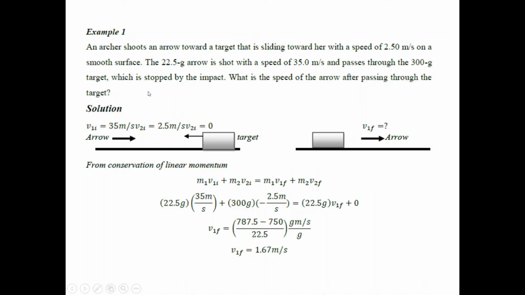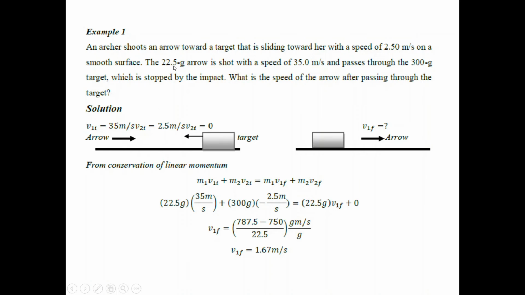Okay, this is an example. An archer shoots an arrow towards a target. This is the target that we have that is sliding towards her. The motion of this target is towards the left direction in the beginning with a speed of 2.5 meters per second on a smooth surface. There is no friction in this one.